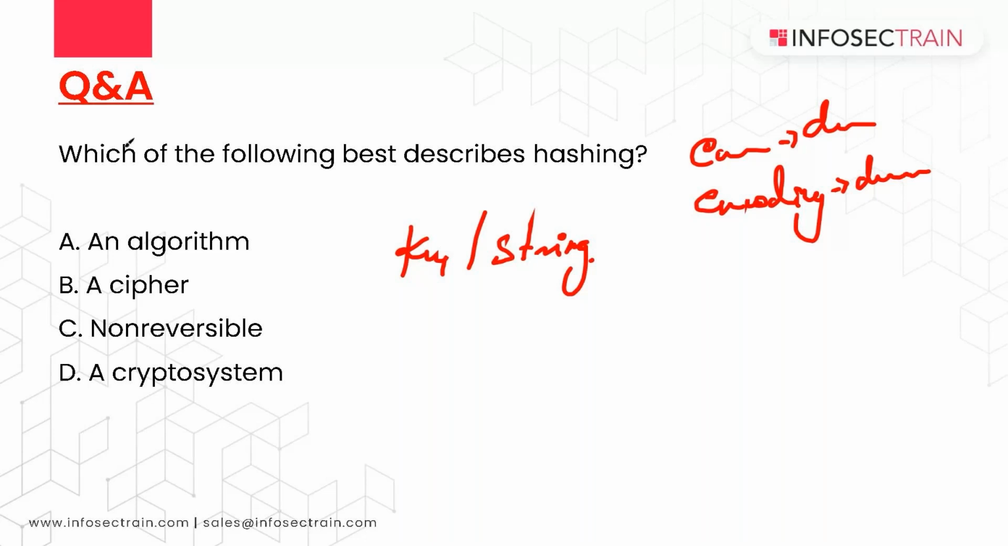Many times we describe hashing as an algorithm, we also say that it is a cipher, and many times we even say that it is a crypto system. But uniquely, hashing is non-reversible. It is a non-reversible method which verifies the integrity of our data. So the option A is algorithm, option B a cipher, option C non-reversible, and option D a crypto system.